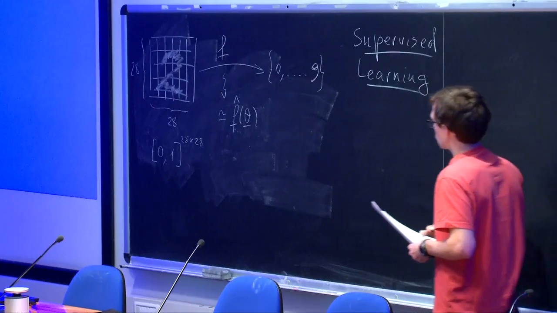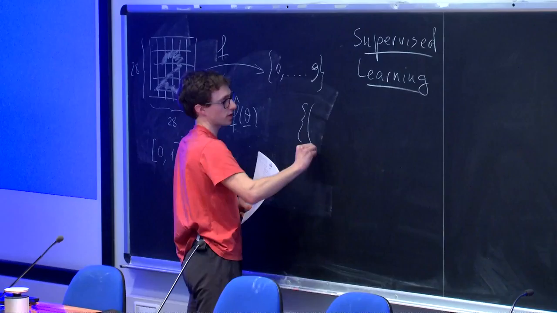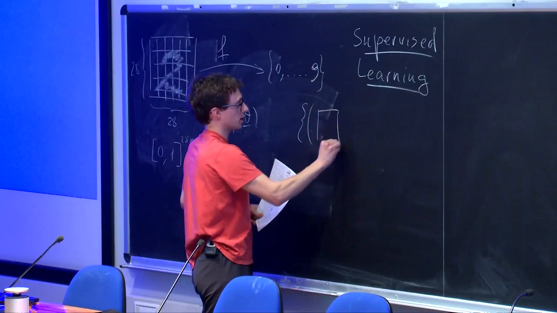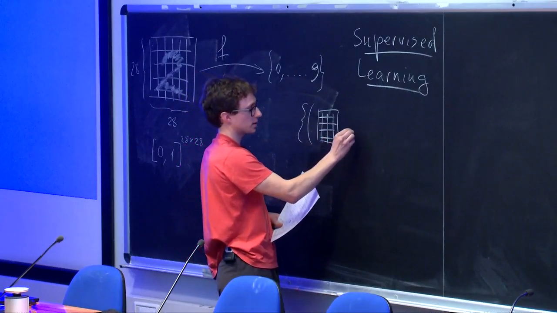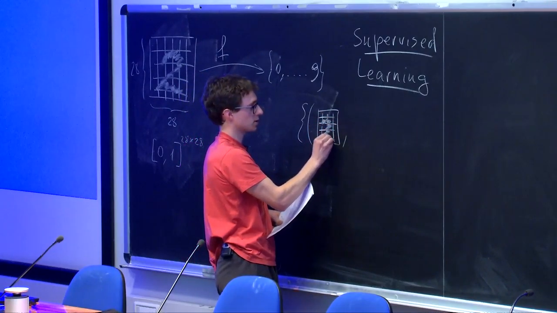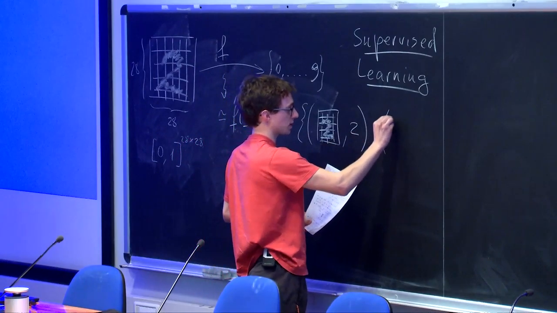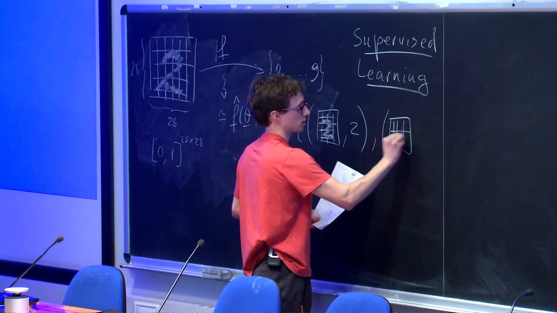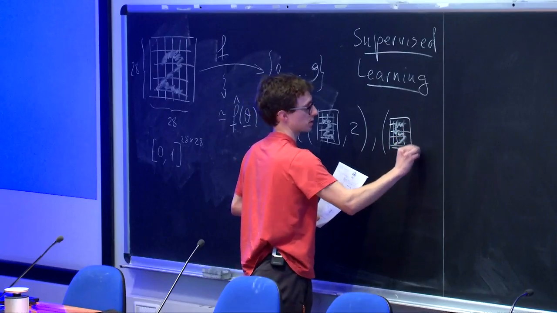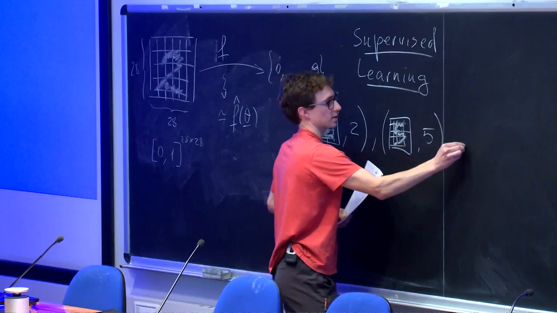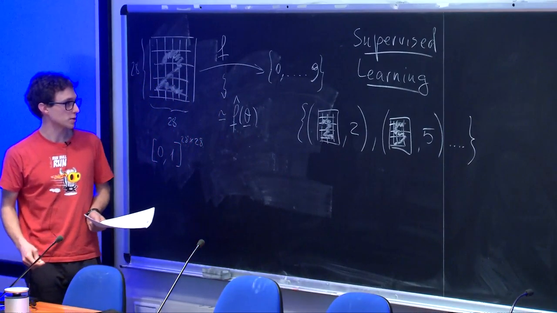So basically, we have a set of pairs of pictures and the answer. For example, I give you this, and I tell you that this is a 2, okay? I give you another example, something like this, and I tell you that this is a 5, etc. And every time I tell you what the answer is.